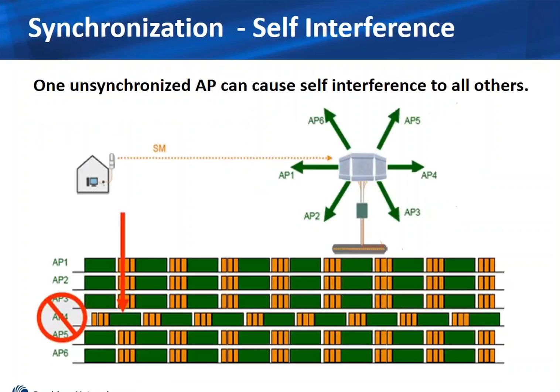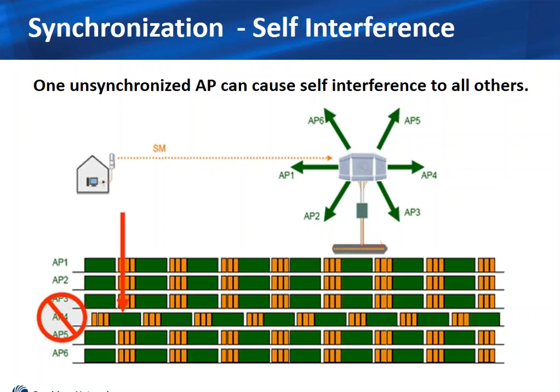All right, next slide. So this shows that it only takes one. It only takes one access point or co-located radio operating on a single structure to be out of sync to totally interfere with all the other access points.